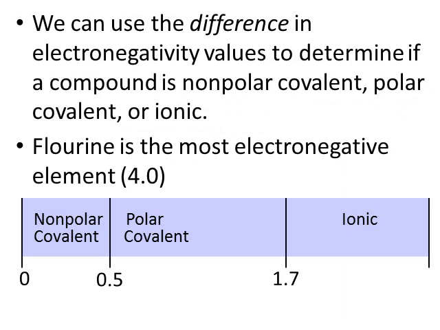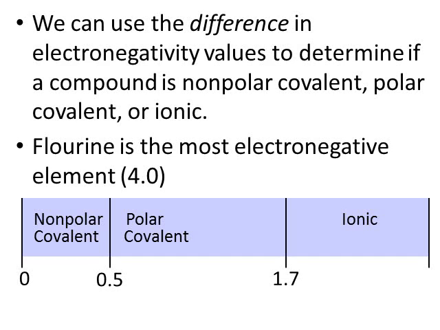We can use the difference in electronegativity values, and now you will always be provided the electronegativity values for the elements, so you don't need to find a chart and memorize those. We will give you those electronegativity values. But we can use the difference in those values to determine if a compound is polar or nonpolar, or if it is ionic.